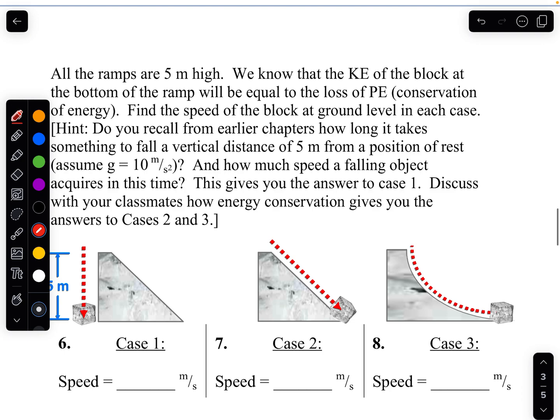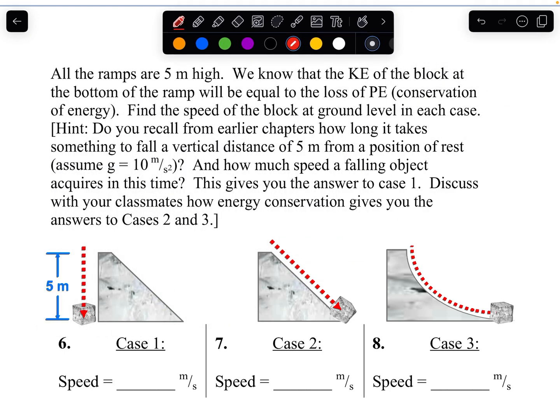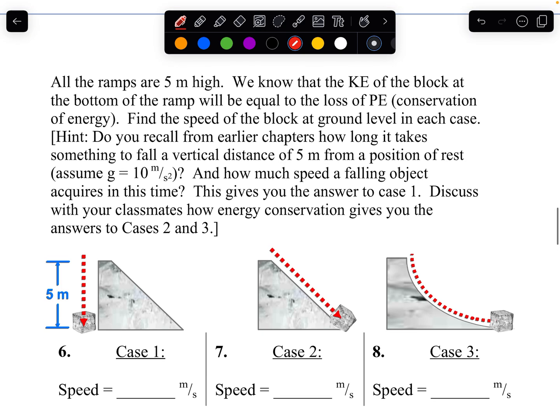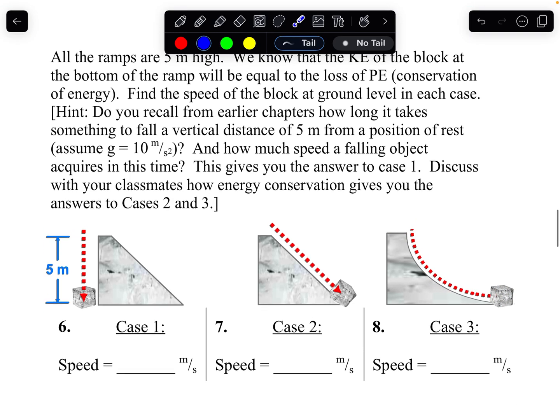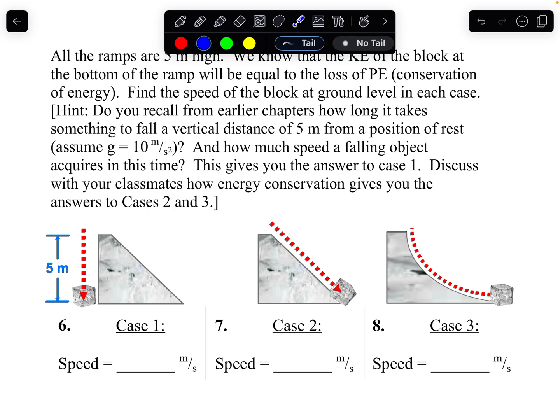All right, so now we've got 3 different scenarios, and 2 different ramps. We've got a block that starts 5 meters above the ground, and we've got option 1 where we simply drop the block straight down. Option 2 where the block goes down the straight ramp. Option 3 where the block goes down the curved ramp. In all 3 scenarios, they want us to determine how fast the block is going when it reaches the bottom.